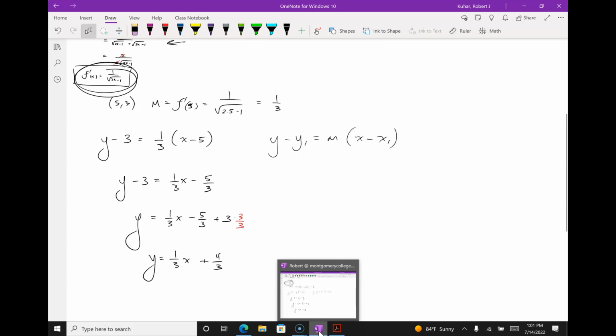Say again? Tangent is the same as f prime x or y prime? So the slope of the tangent, yes. The slope of the tangent is the same as the value of the derivative. It's just how you want to write it. Exactly.